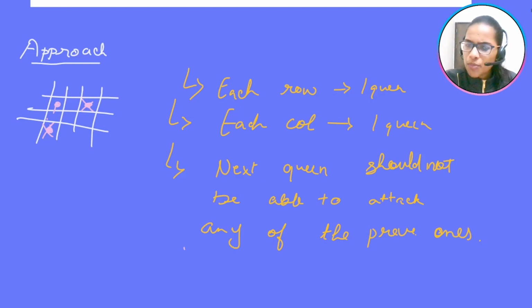So just pause the video and come up with an approach. I hope you have paused the video. So over here, a simple approach can be that each row should have one queen and each column should have one queen. So we can either iterate through rows or we can iterate through columns, and in each column we can check for each row if the queen can be placed on that particular row.